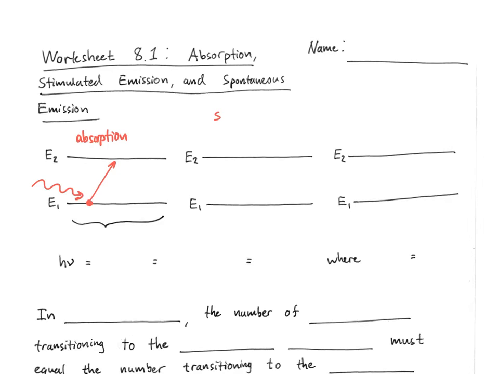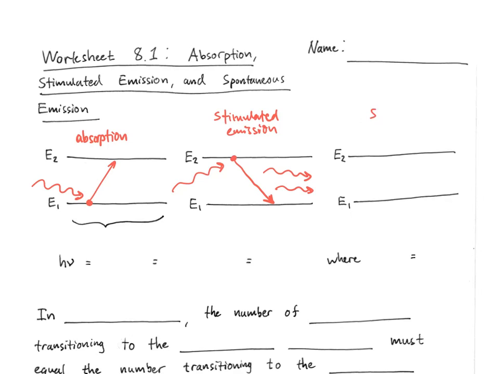Now, stimulated emission is the case where the system is existing at a higher energy level and a photon comes in and hits it, and the effect is that the system will drop to a lower energy level and release additional energy due to the incoming photon as well as the energy lost by the system jumping to a lower energy level.